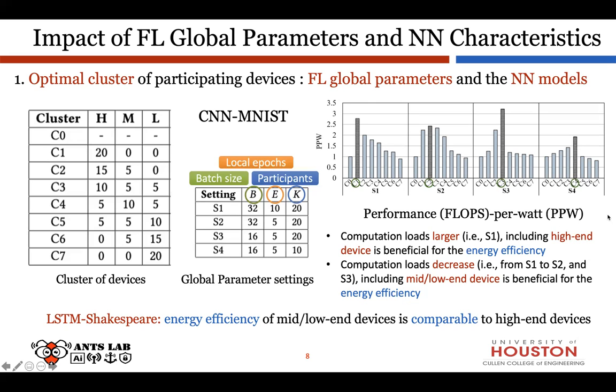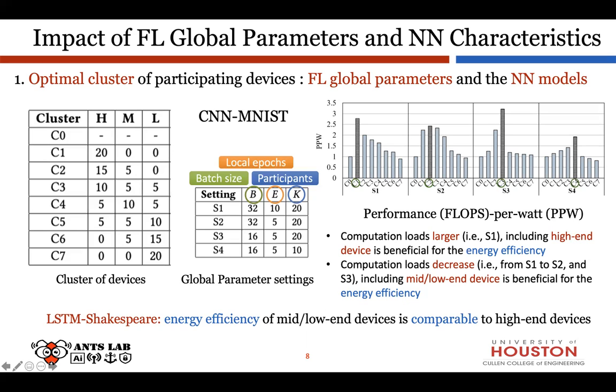So here, you mean the performance per watt is measured when the learning achieves convergence, right? Yes, we can calculate the FLOPs and we can calculate the watts, and we get this PPW. Okay, so they run both CNN on MNIST and LSTM on Shakespeare, right? Yes. Okay, so what they mean is it doesn't matter what kind of model and dataset, they can achieve a similar conclusion.